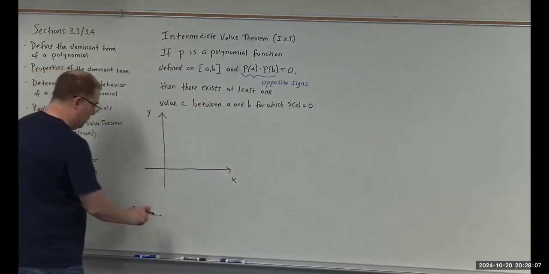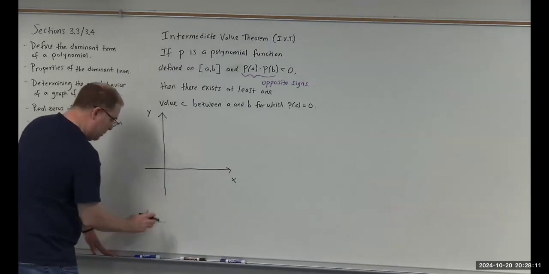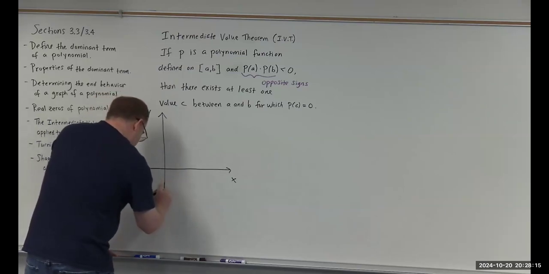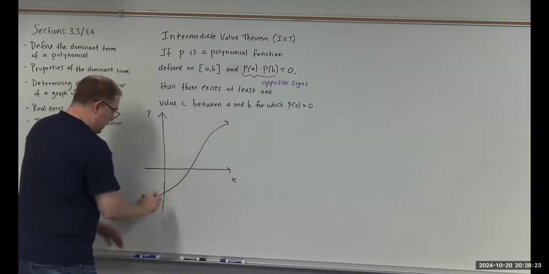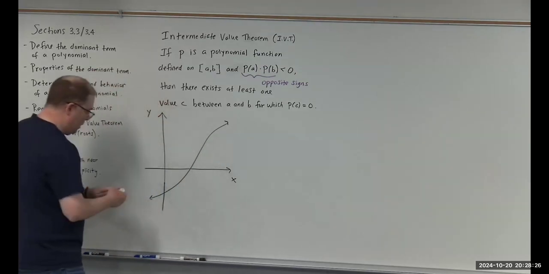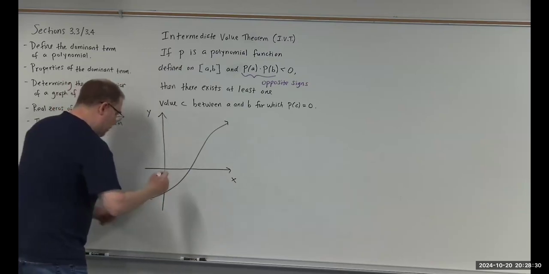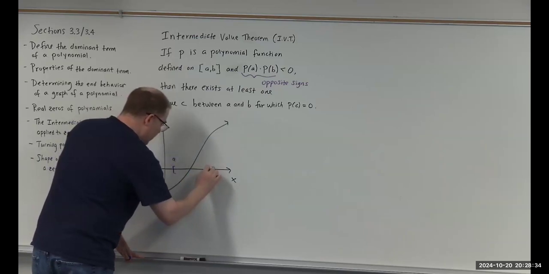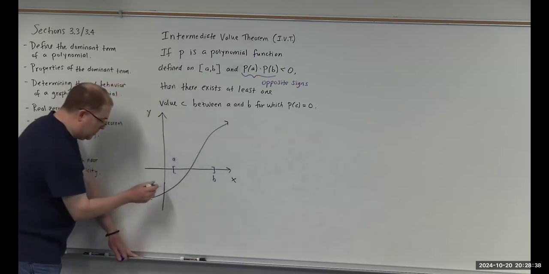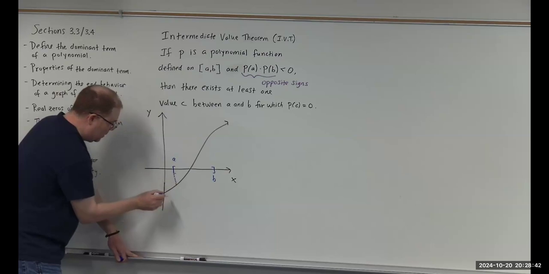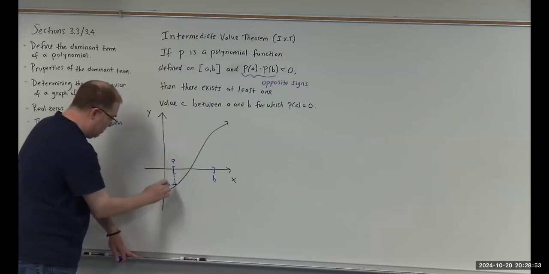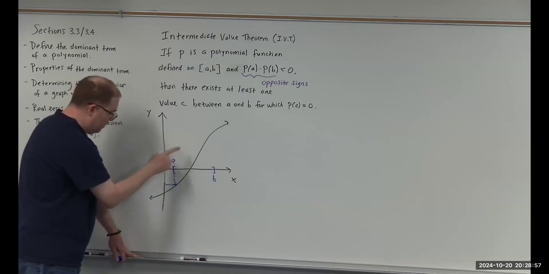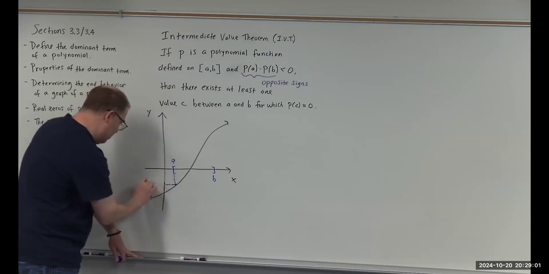Let's say our polynomial does something like this. Let me draw one. Remember, we're looking at a particular interval, where A is here and B is here. Since we need to know the sign of P(A), if we plug A into P, because that's below the x-axis, this should be less than zero.